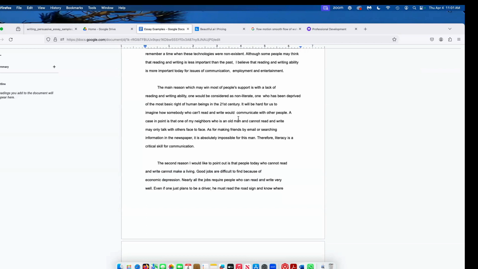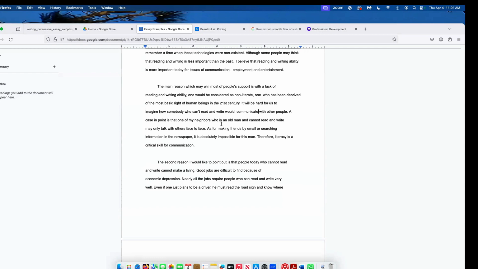It'll be hard for us to imagine how somebody who can't read and write would communicate with other people. A case in point is that one of my neighbors, who is an old man and cannot read and write, may only talk with others face to face. As for making friends by email or searching information in the newspaper, it is absolutely impossible for this man. Therefore, literacy is a critical skill for communication.